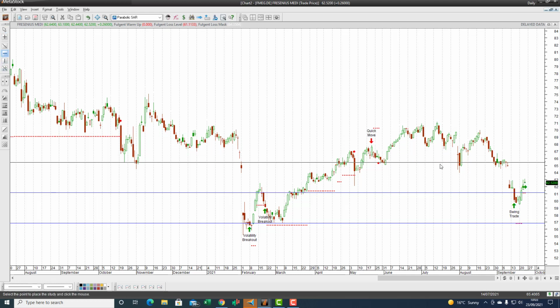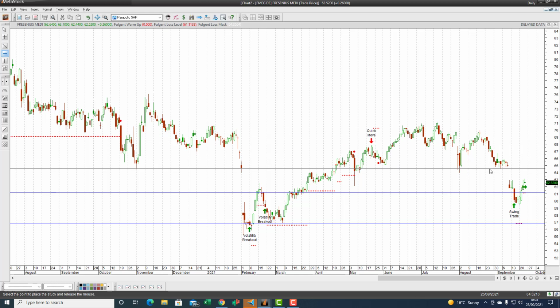So the first level of resistance will be around about these lows. So that's the upside potential. And then if it manages to break past that resistance, old support is now new resistance, then we're looking at these old highs here as the next profit target there. Okay.